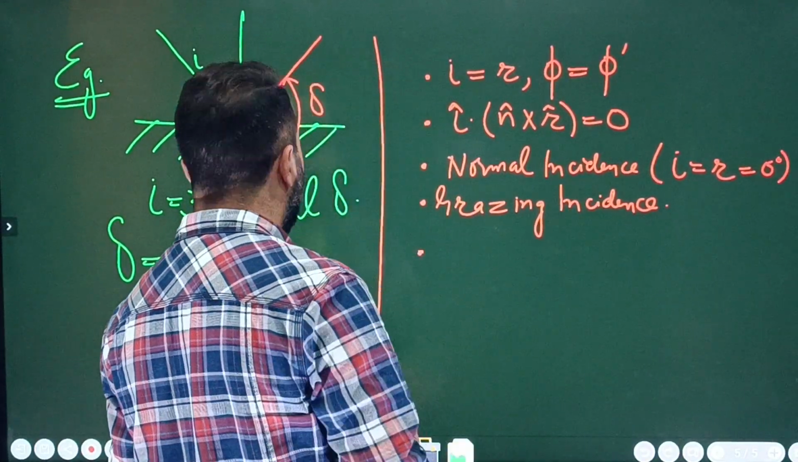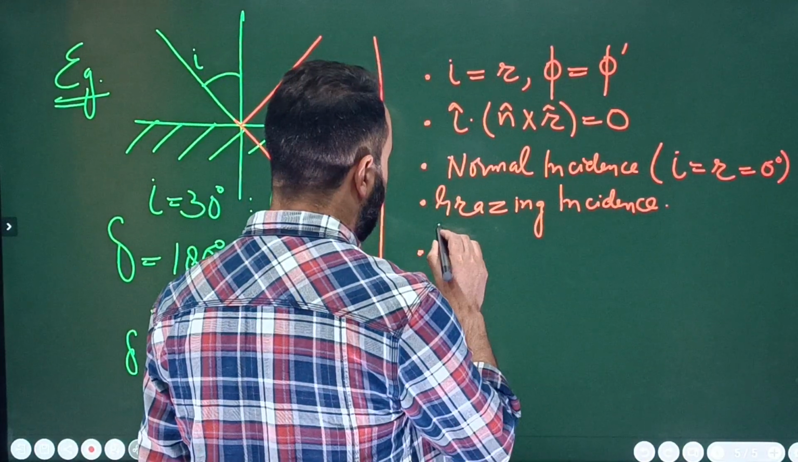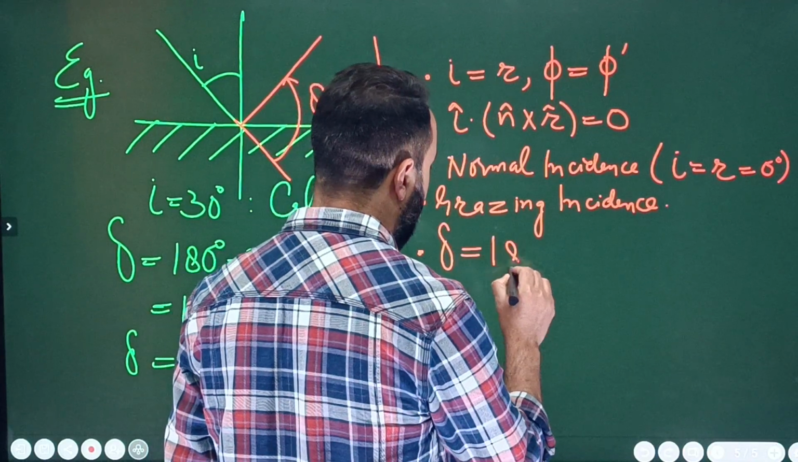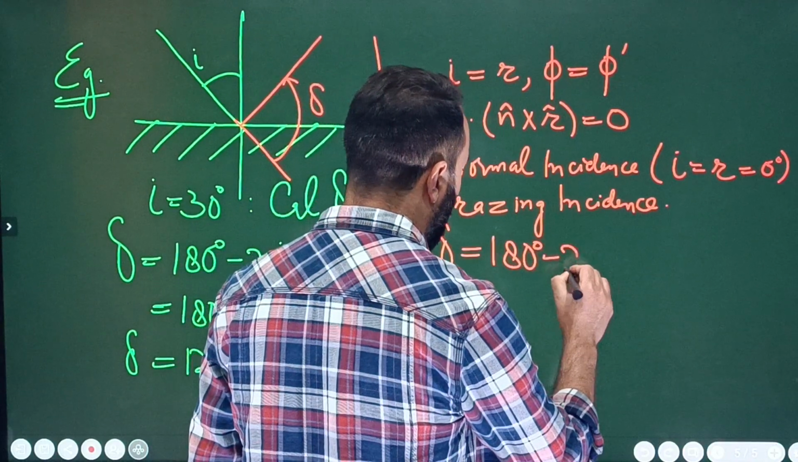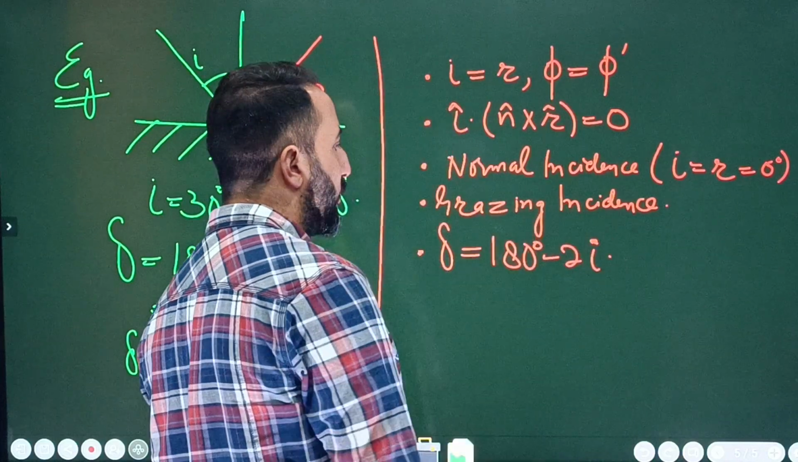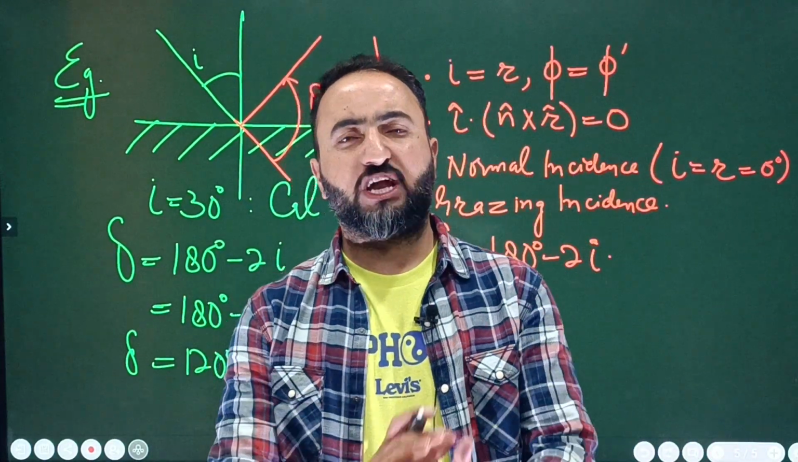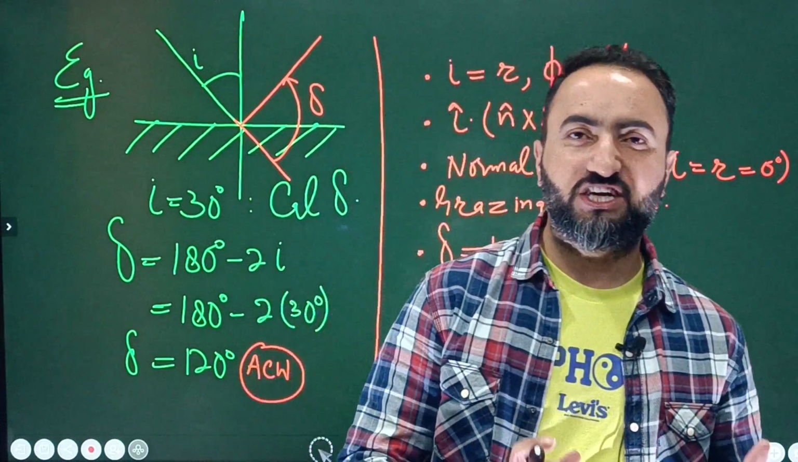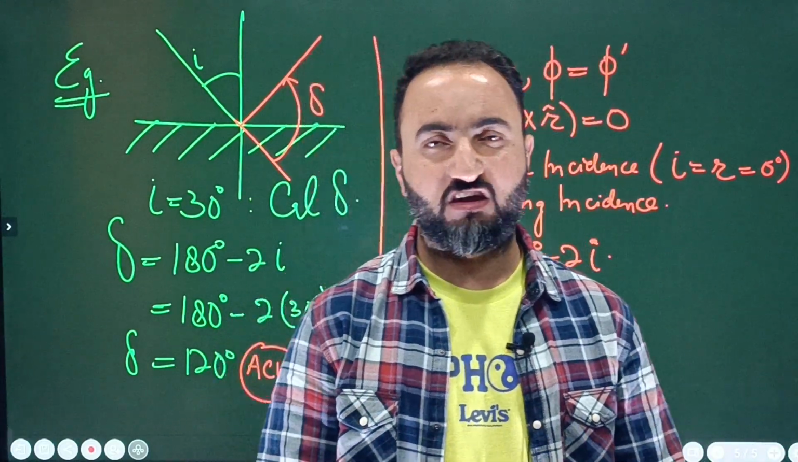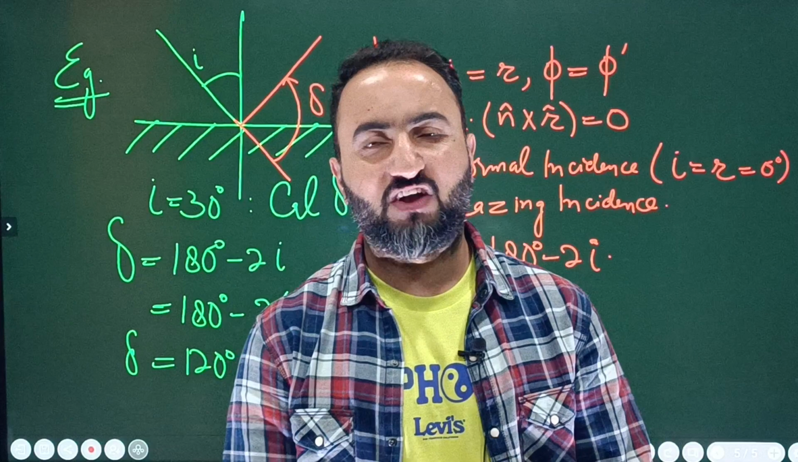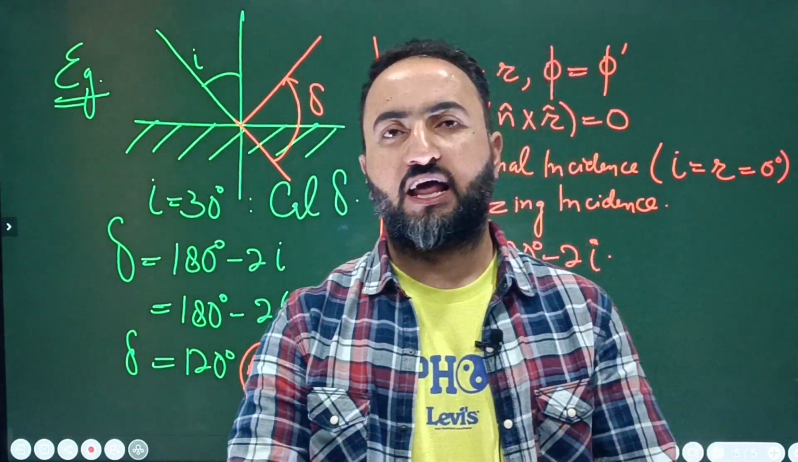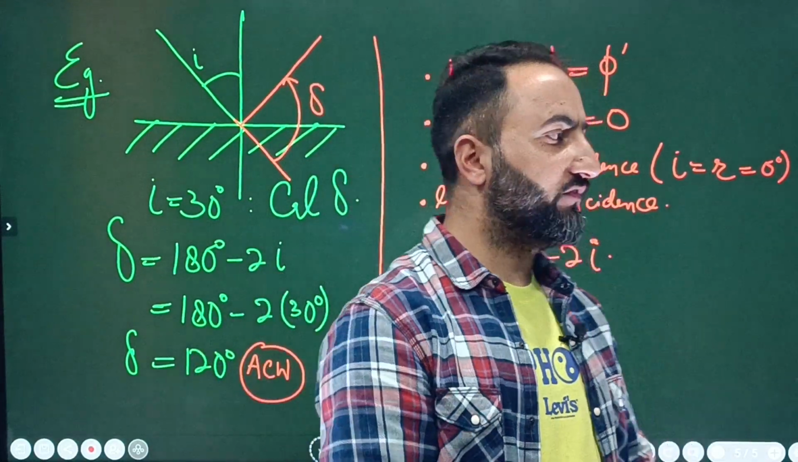The next point is this: the angle of deviation is simply equal to 180 degree minus twice angle of incidence. From this very equation you can calculate the angle of deviation. Moreover, you can calculate the different angles. If, for example, just one angle is given to you, if angle of incidence is given to you, you can calculate angle of reflection, you can calculate the glancing angle, and from there you can calculate the angle of deviation as well.